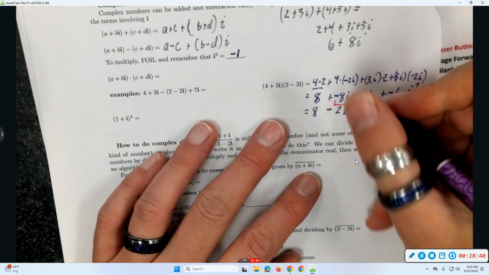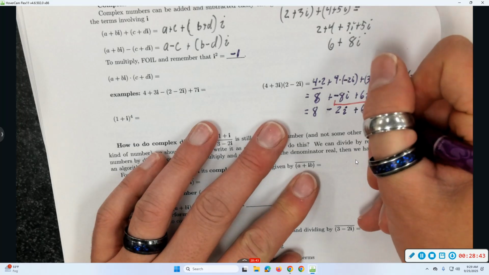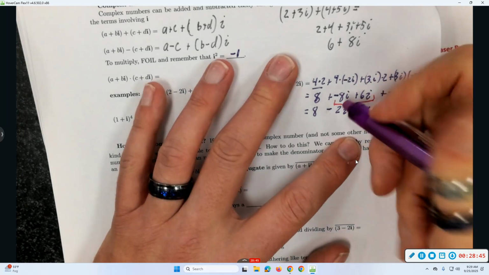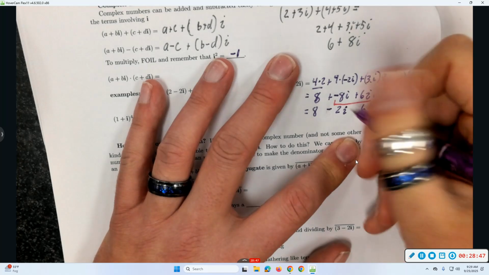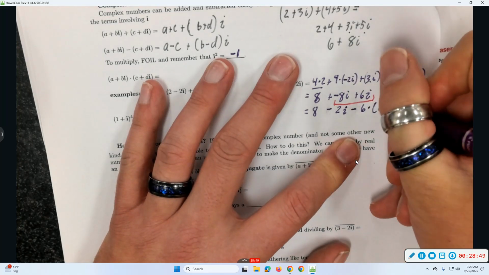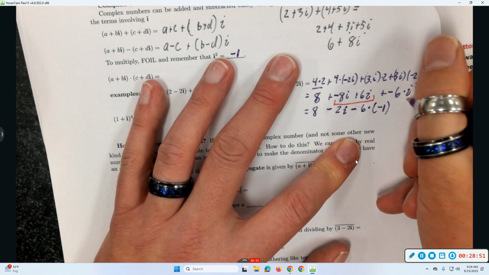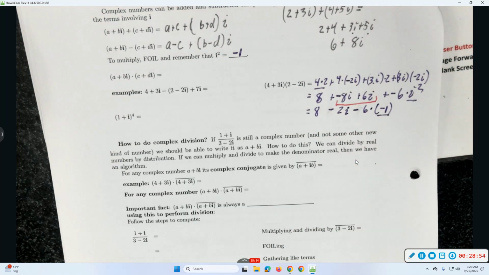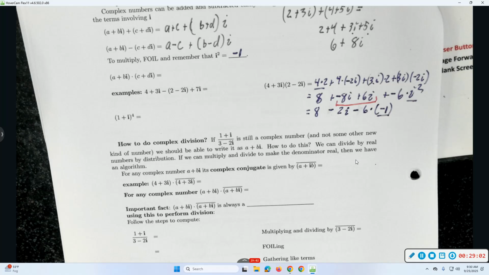All right, and that's plus 6 times, nope, minus 6 times negative 1, because i squared is negative 1. Feel pretty okay so far? All right, so if you want to multiply complex numbers, FOIL out the total. Remember that i squared is negative 1, and now let's just finish it up. What is that? Negative 2i plus 14. Nice.